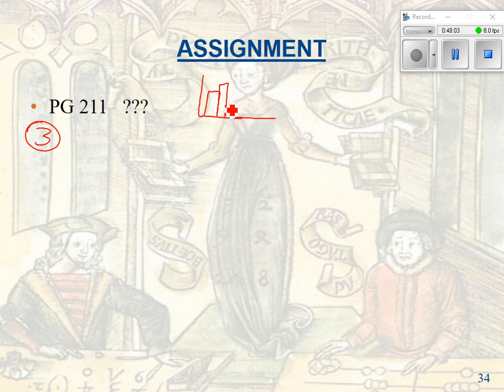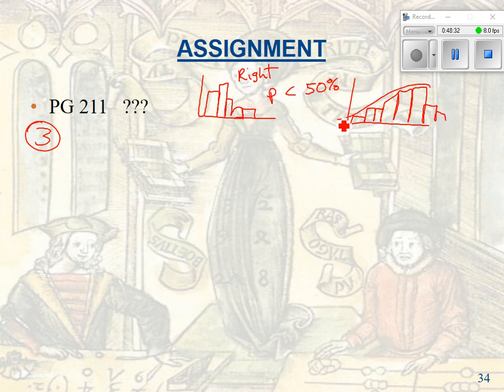If your graph looks something like this, where it's skewed to the right, then that means your probability is less than 50%. If it's skewed to the left, then the probability is greater than 50%. And if it's symmetric, bell curve sort of, then the probability is equal to 50%.